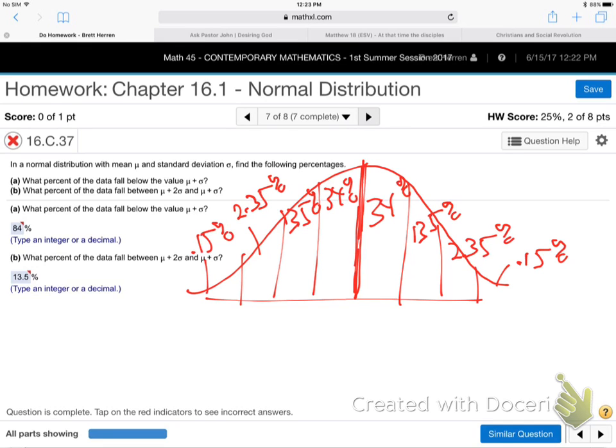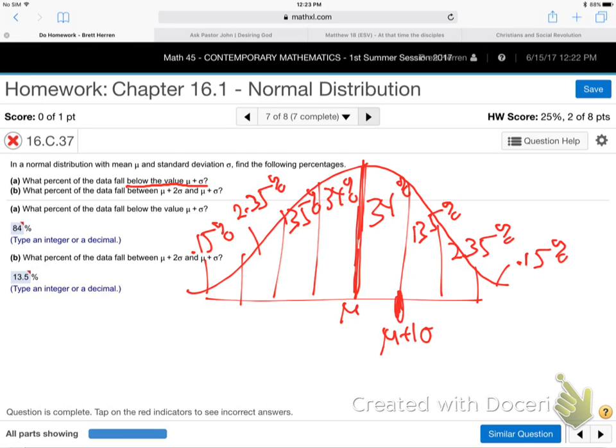Okay, so now what are they saying? What percent, this is the middle, mu, what percent of the data fall below mu plus sigma? Well, this is mu plus 1 sigma, right? It's one jump to the right of the middle. You with me? They're saying what percent of the data fall below, that means to the left. Below is left, above is right. Below mu plus 1 jump.